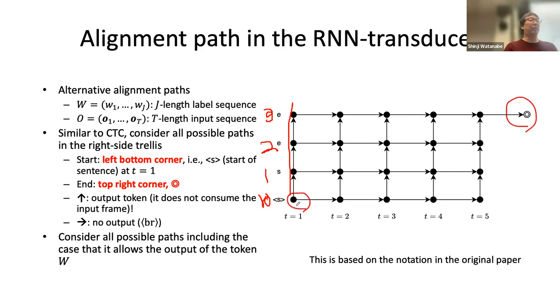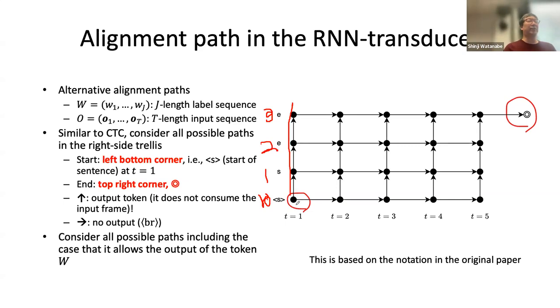Our problem is to find all possible paths from the left corner to the right corner, including this final state. And as I said before, the vertical axis is very unique, which doesn't consume the input frame. And the right side actually doesn't change the state, remaining in the start symbol.